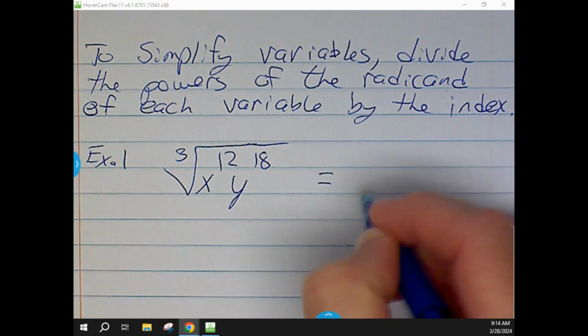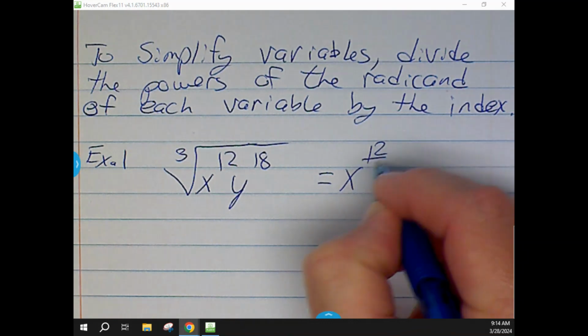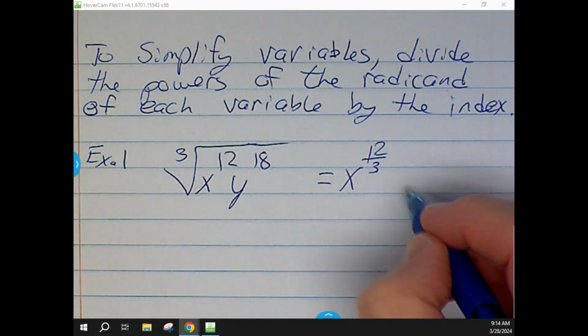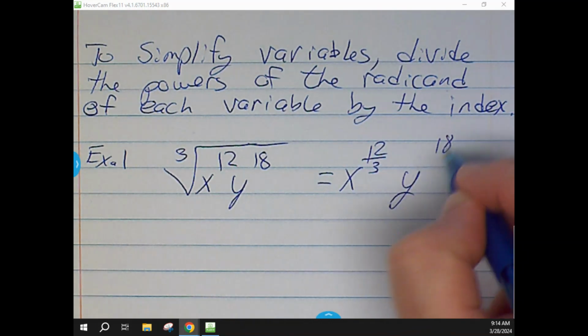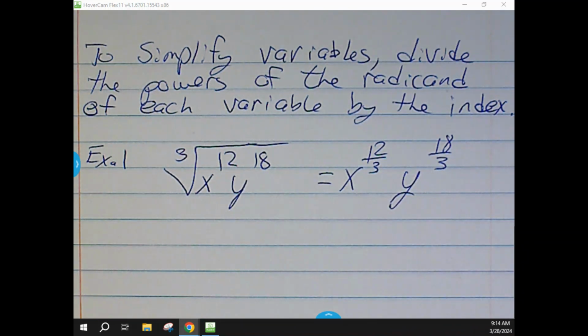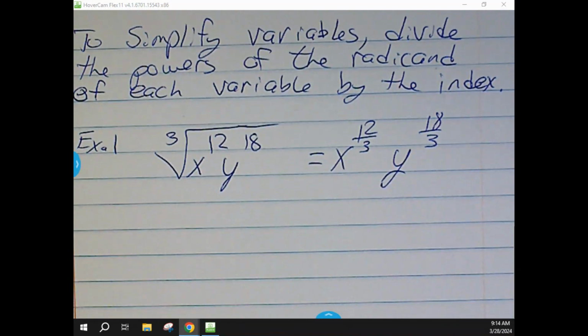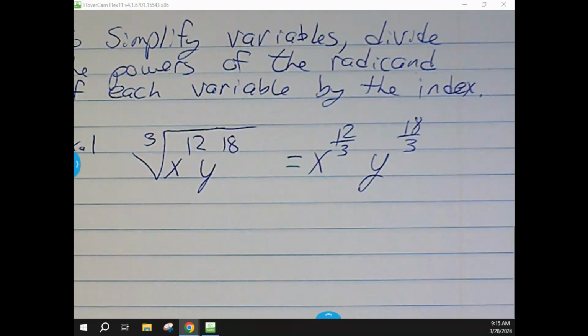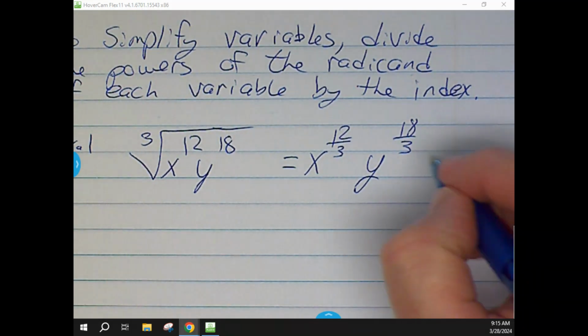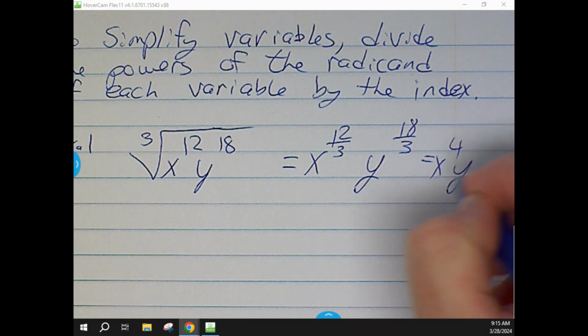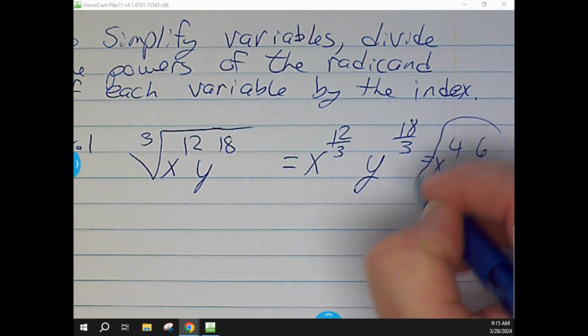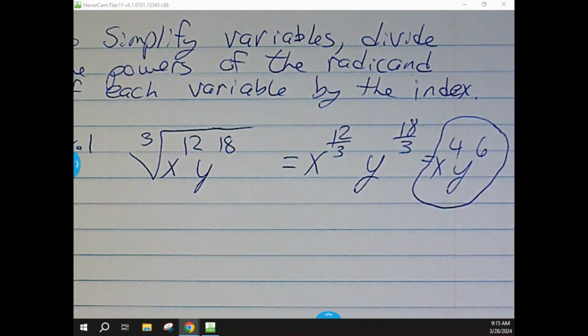Okay, here's how easy it is. We're going to take 12 and divide it by 3. We're going to take y to the 18th and divide it by 3. Twelve divided by 3 is 4. 18 divided by 3 is 6. And boom, there's your answer. Just that easy.